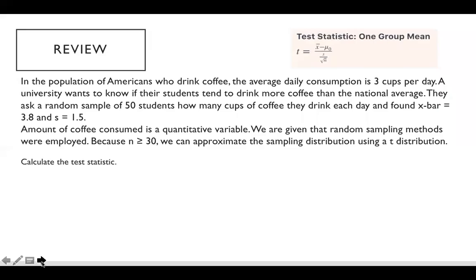All right, so in the population of Americans who drink coffee, the average daily consumption is 3 cups per day. A university wants to know if their students tend to drink more coffee than the national average. They ask a random sample of 50 students how many cups of coffee they drink each day, and found x bar equals 3.8 and s equals 1.5. Amount of coffee consumed is a quantitative variable, and we are given that random sampling methods were employed. Because our sample size is greater than or equal to 30, we can approximate the sampling distribution using a t-distribution. So here I'm just asking you to calculate the test statistic given this data.